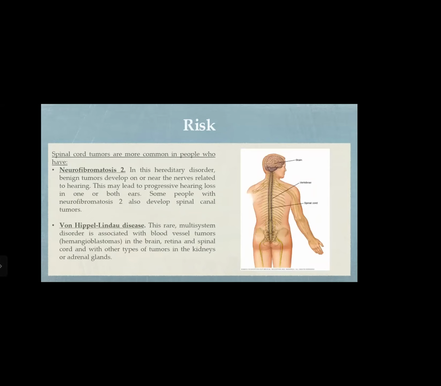Risk factors: spinal cord tumors are most common in people who have neurofibromatosis 2. In this inherited disorder, benign tumors develop on or near the nerve related to hearing. This may lead to progressive hearing loss in one or both ears. Some people with neurofibromatosis also develop spinal cord tumors. Second, people who have von Hippel-Lindau disease. This rare multisystem disorder is associated with blood vessel tumors in the brain, retina, and spinal cord, and with other types of tumors in the kidney or the adrenal gland.